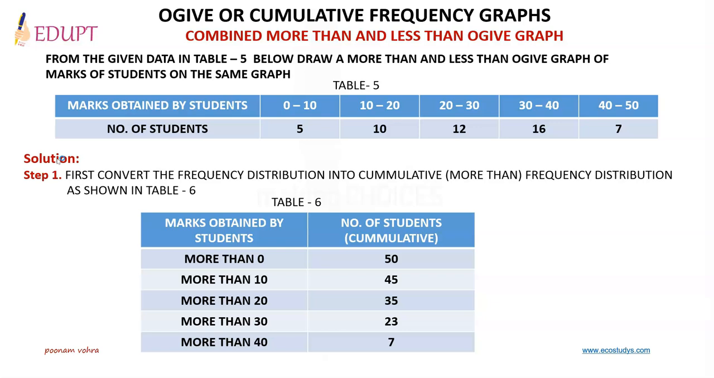This we have already done, and we have found that more than 0 marks are obtained by 50 students, more than 10 marks are obtained by 45 students, more than 20 marks are obtained by 35 students, more than 30 marks are obtained by 23 students, and more than 40 marks are obtained by 7 students.